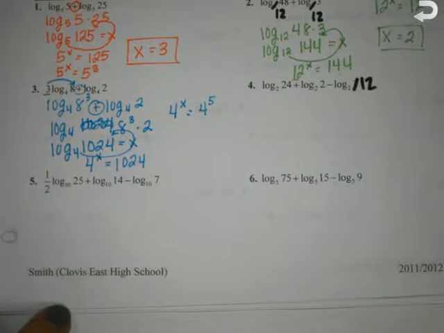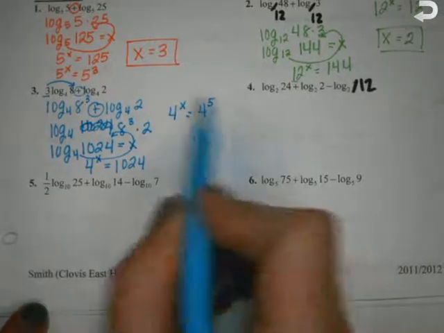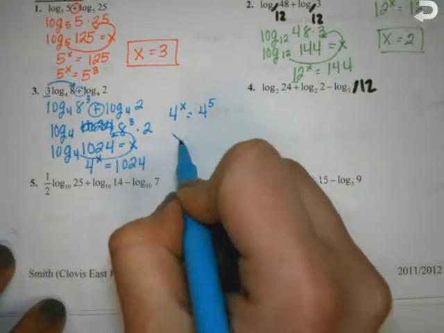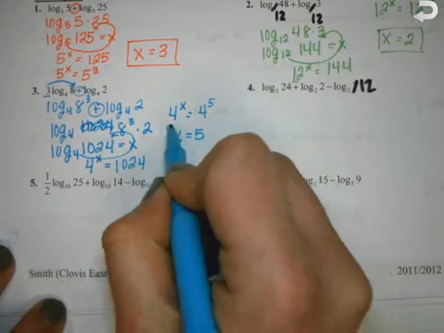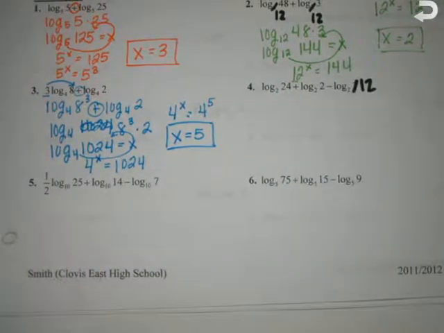For your homework, you will probably need a calculator. Okay, so we can drop the bases, so x equals 5. The hardest part is just getting the big number to the base that you want.